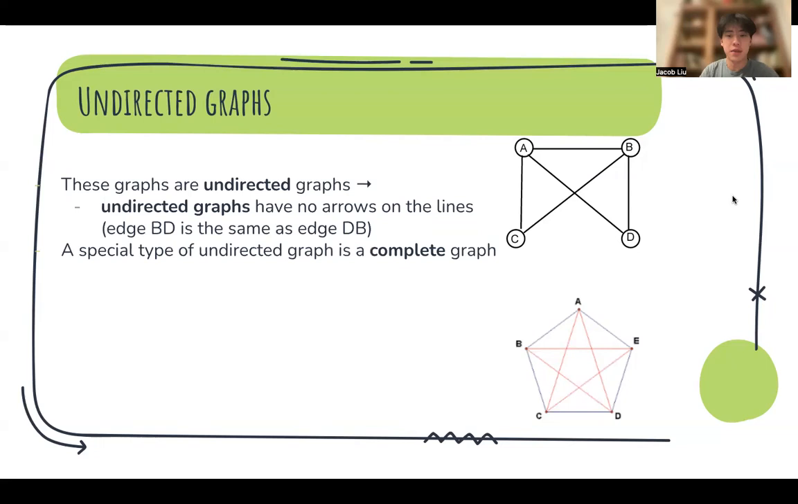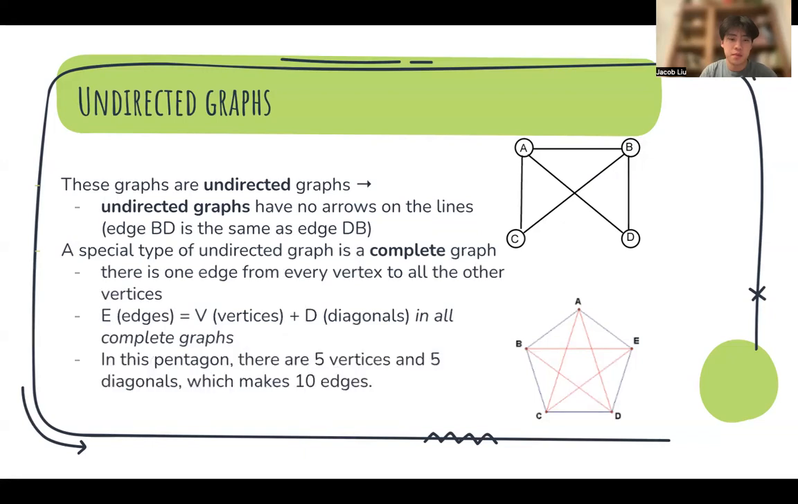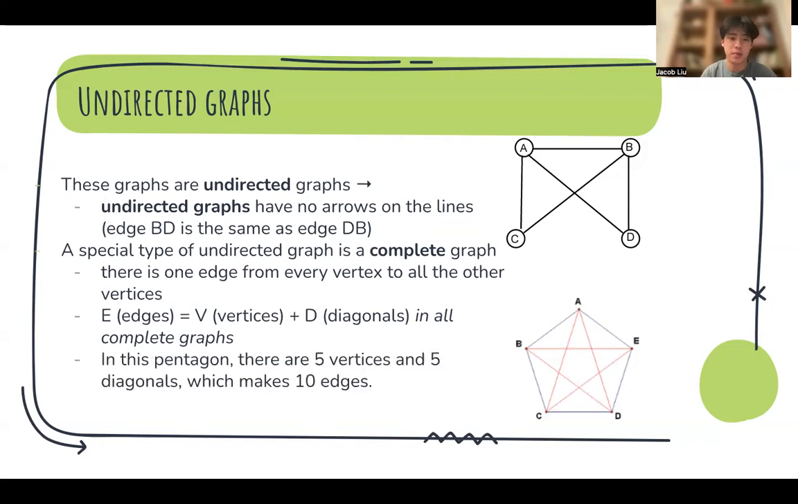A special type of undirected graph is called a complete graph, where each node has a direct path, or a path of length one, to every other node. In all complete graphs, the number of edges is equal to the number of vertices plus the number of diagonals. So this pentagon graph, the graph with 5 nodes, has 5 vertices and 5 diagonals, which make 10 edges. You can see that A has a direct path to B and to C and to D and to E. B has a direct path to A, C, D, E, and so on. They all have a direct path to one another. That's a complete graph.